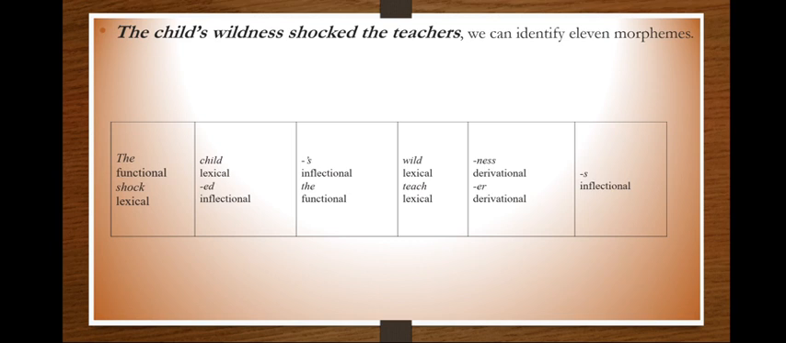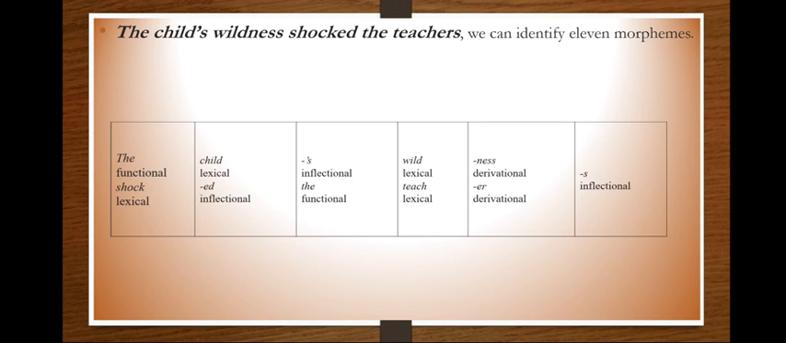Then again we have wildness. Wildness has two morphemes: one is wild, one is ness. Wild is a free lexical morpheme, and ness is a bound derivational morpheme. Then we have the word shocked. Shock is a free lexical morpheme, and ed is a bound inflectional morpheme. Then we have the, a free functional morpheme.